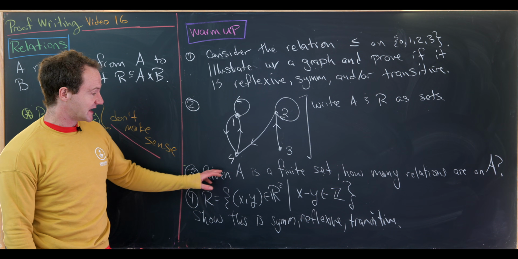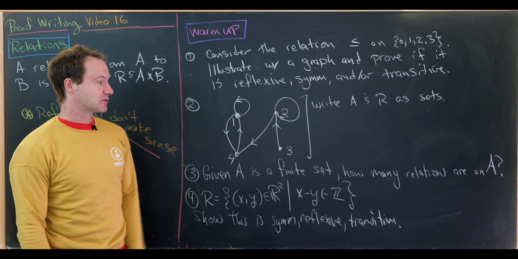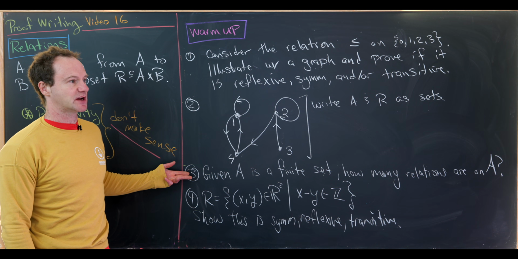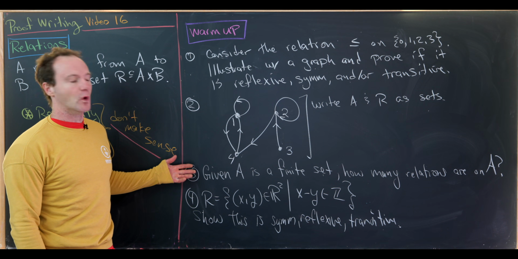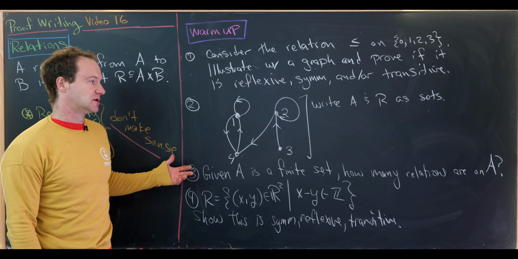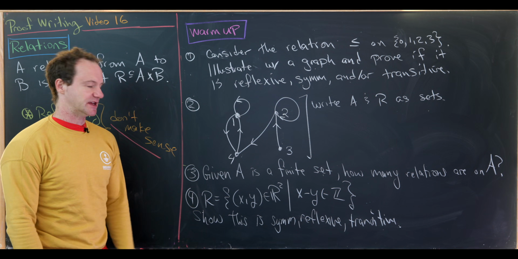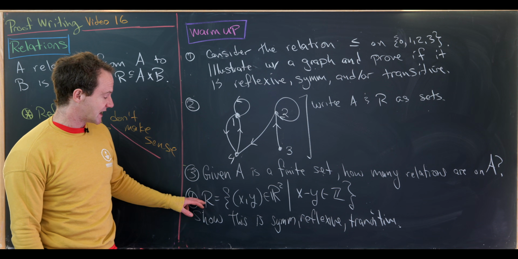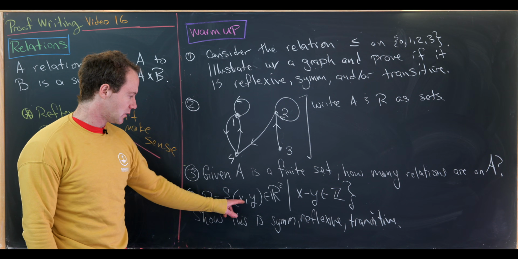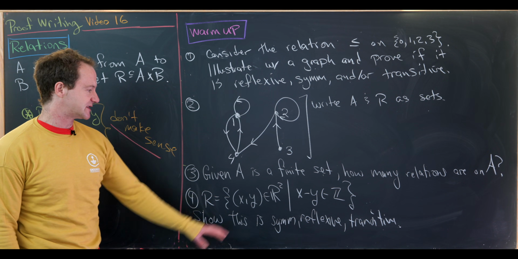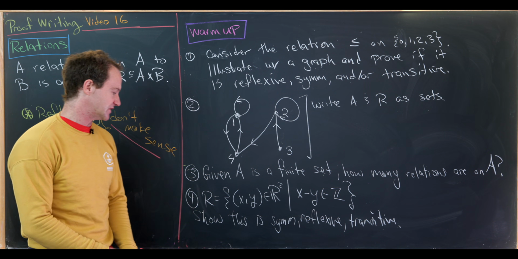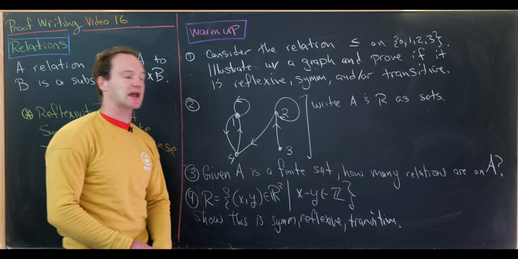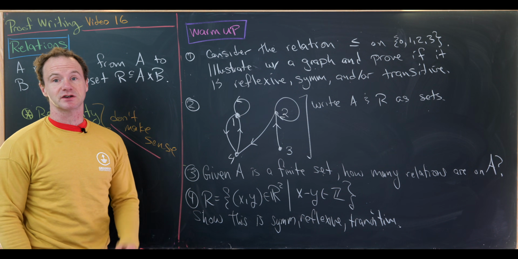Then, given a finite set A, how many relations are on A? So this may seem difficult and tricky, but just go back to what you know about exactly what a relation is, and it shouldn't be too bad. And then finally, let's consider the set R, which is all ordered pairs of real numbers (x, y) such that their difference is an integer. Now, your goal is to show that this is reflexive, symmetric, and transitive. And that's a good place to stop.